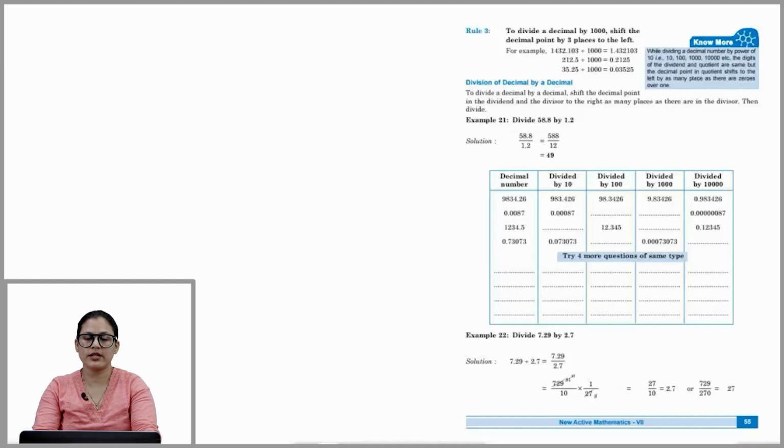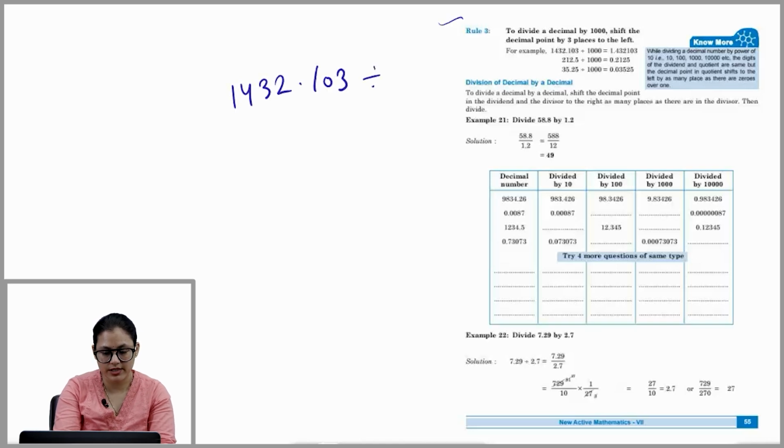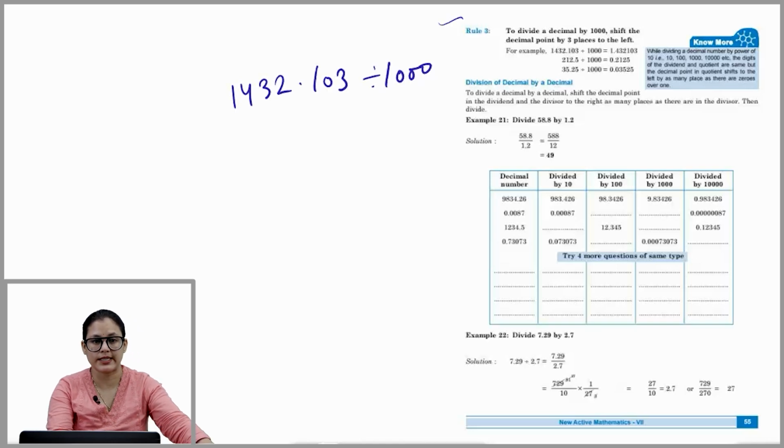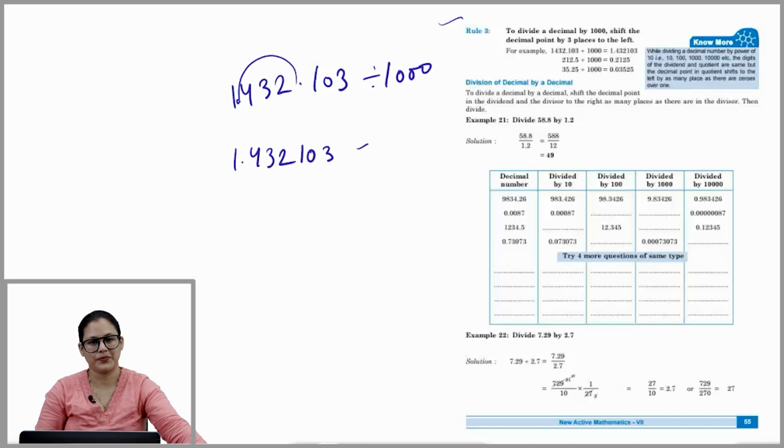Rule number 3: to divide a decimal by 1000, shift the decimal point by 3 places to the left. For example, you have this and you have to divide this by 1000. So you will place this decimal towards the left 3 places, 1, 2, 3. Here you will shift this. 1.432103. This is the answer, right?